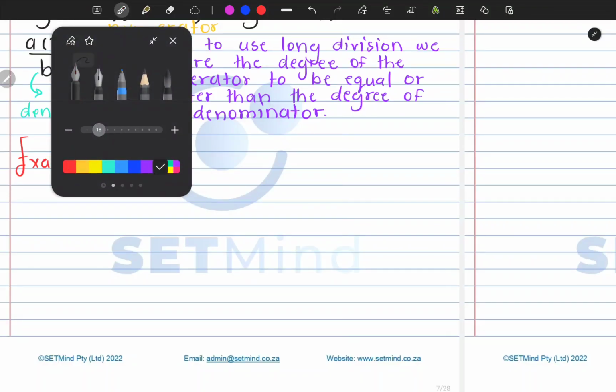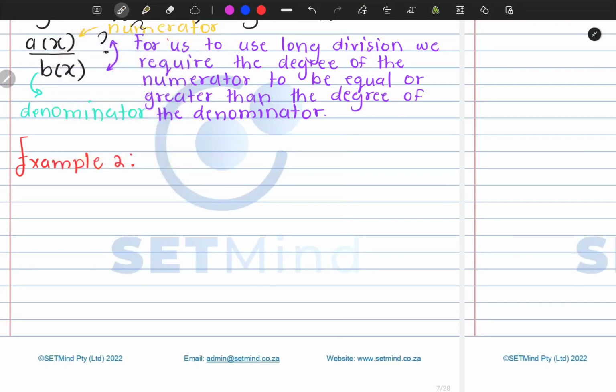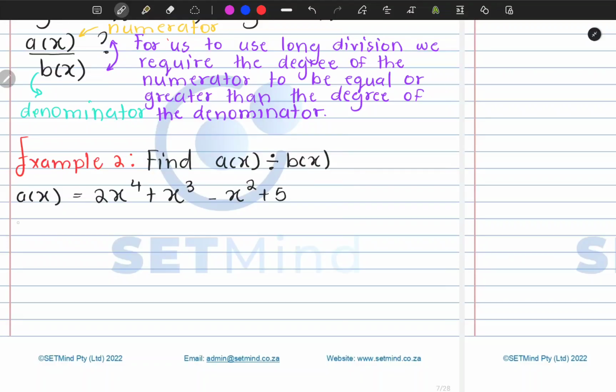What we are required to do is to find a divided by b. So we are required to find a of x divided by b of x. And we are given our a of x as follows. Our a of x is 2x to the power of 4 plus x cubed minus x squared plus 5. And our b of x is given as x squared plus 4x minus 3.